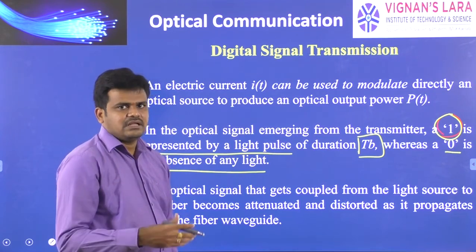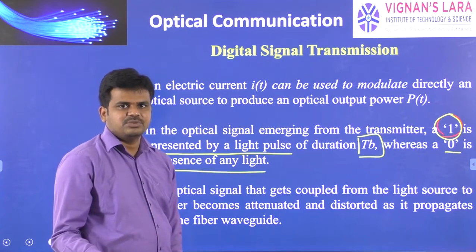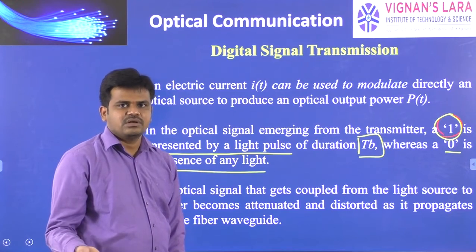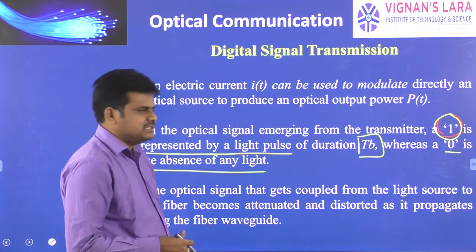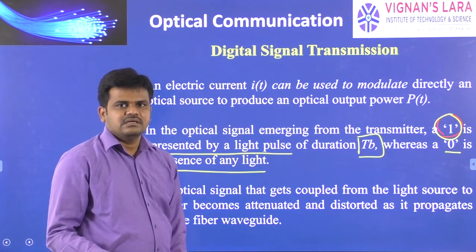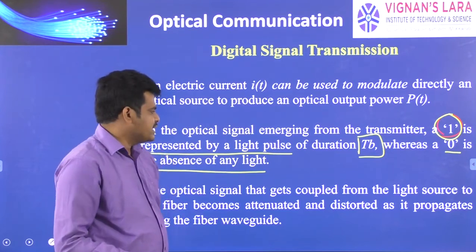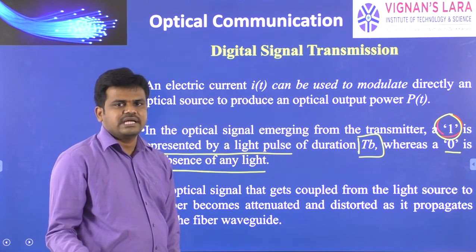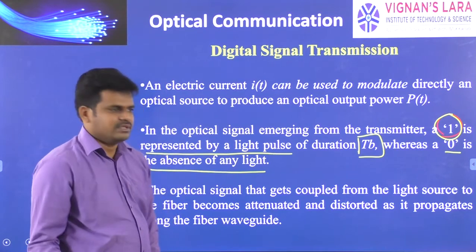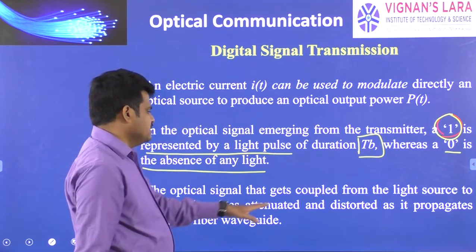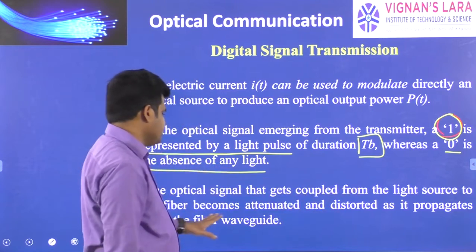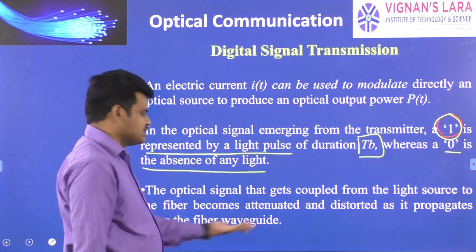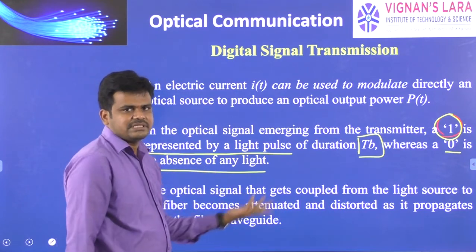When logic 1 appears at the input of the LED, the LED will glow, and the light will radiate into the core of the optical fiber. When logic 0 appears at the input of the optical source, that is the LED or laser, no light will be generated, so no light will be transmitted through the optical fiber cable. The optical signal gets coupled from the light source to the fiber, and may become attenuated or distorted as it propagates along the optical fiber. This is what we have discussed.